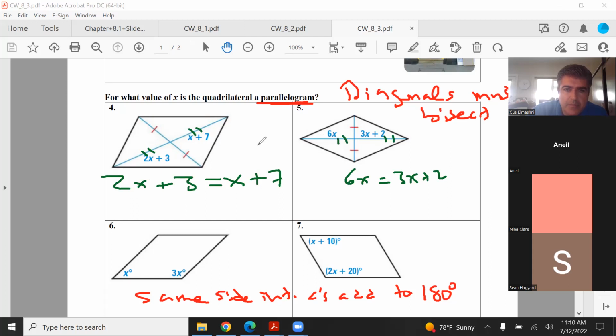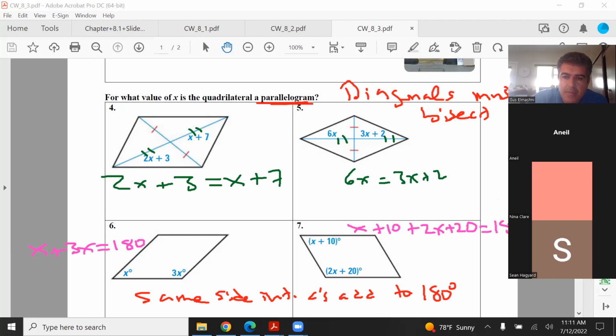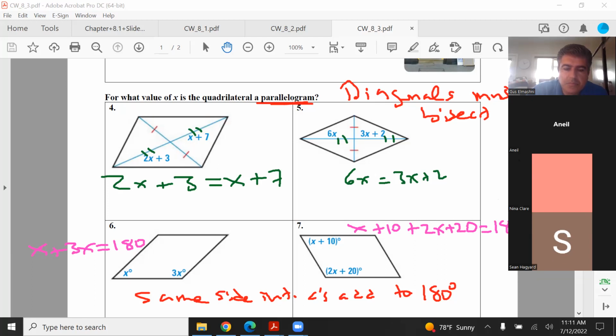Then over here, x plus 3x adds 180, and that's going to add to 180 as well. So go and work those out until you get.